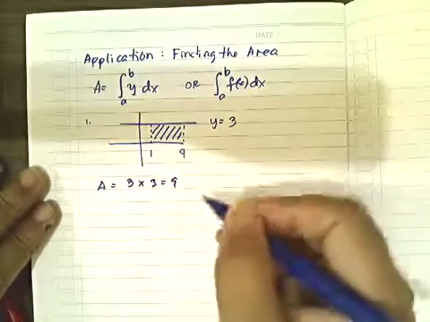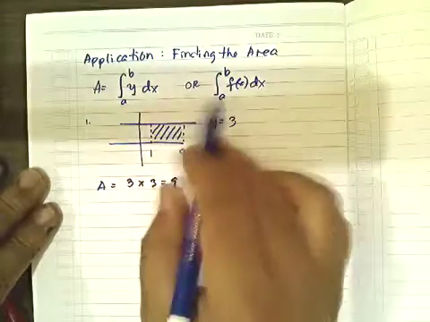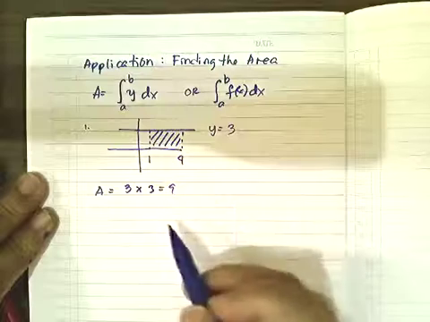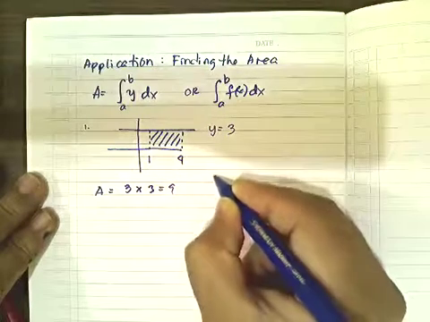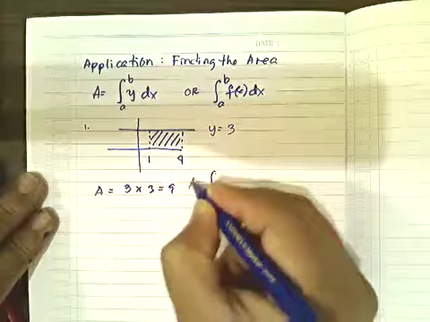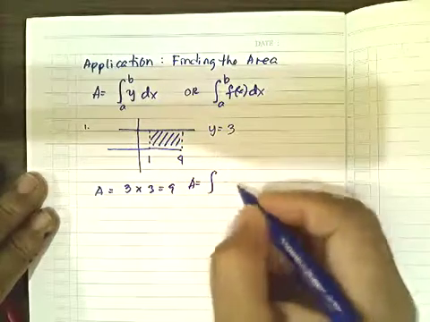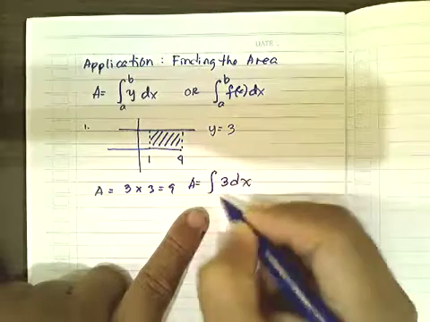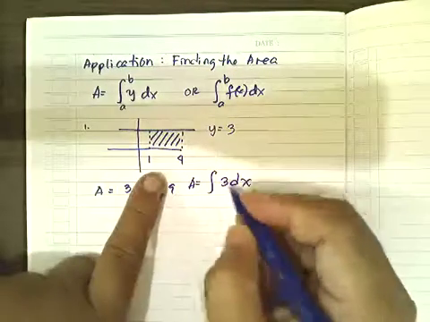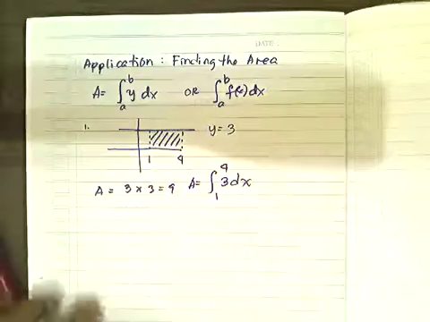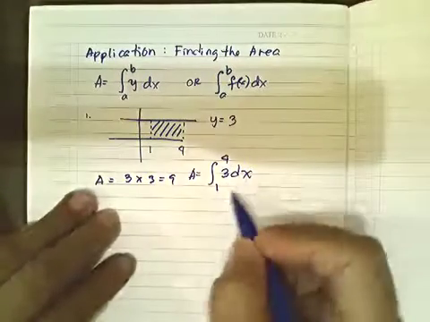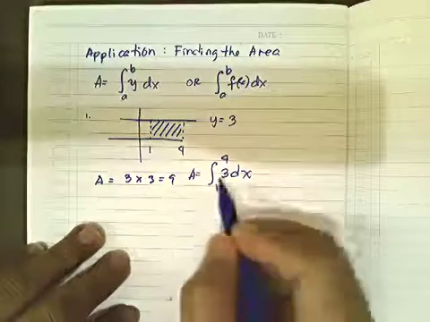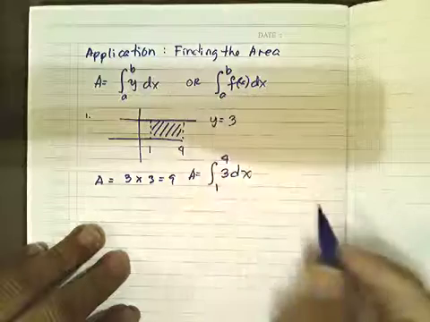However, let's try to test this formula whether it will give us the same answer as 9. So it says the area is equal to the integral of y dx, but your y is equal to 3. So the integral of 3 with respect to x from 1 to 4. Again, we're just testing the formula whether it's correct. If the answer is 9, therefore this formula is actually correct.